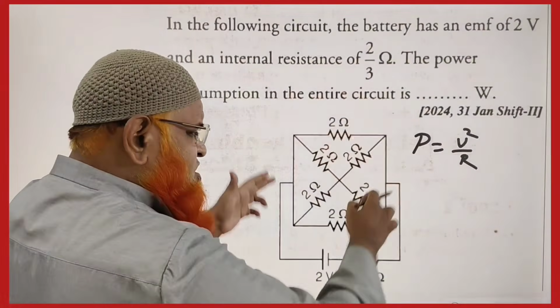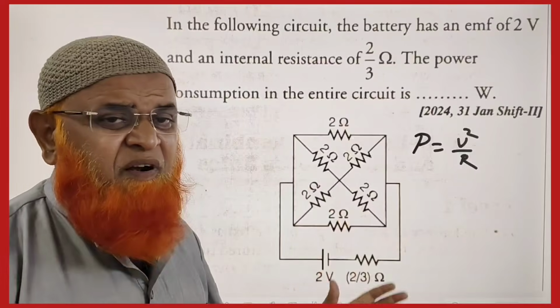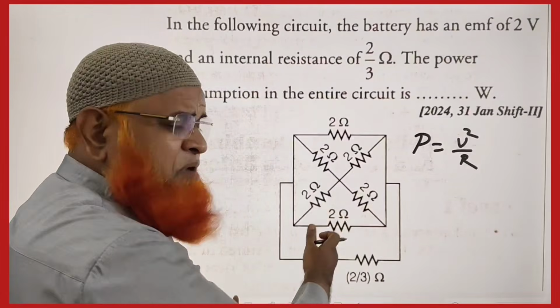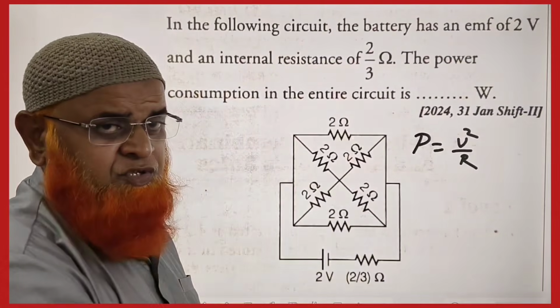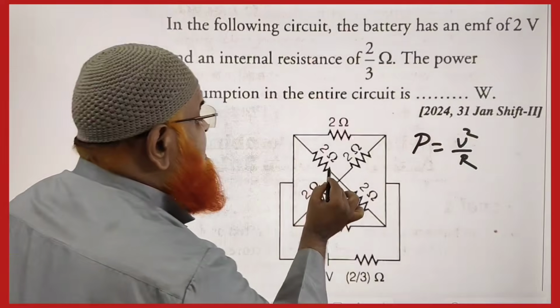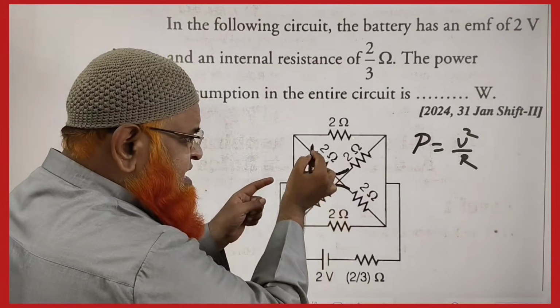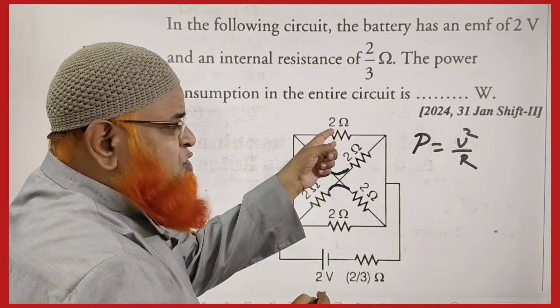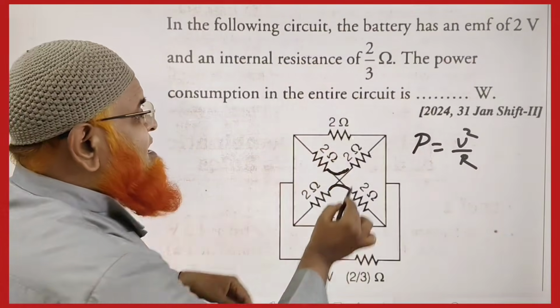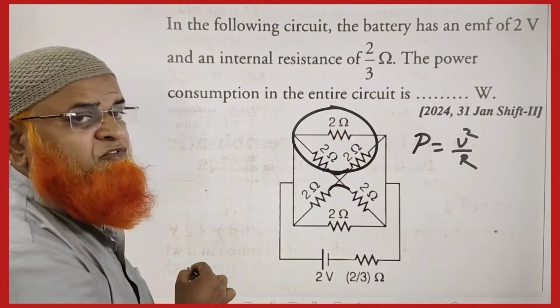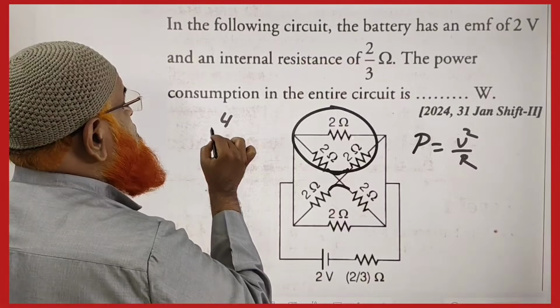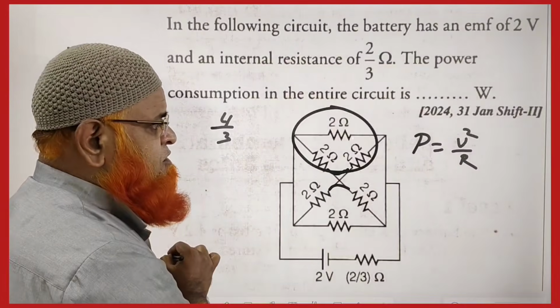So here, if you observe this, this is a symmetric circuit. If you draw any line in the middle, it is going to be symmetric. So in this case, you have to disconnect these two connections here. When you disconnect, this is going to be 4 and this is going to be 2. 4 and 2 are parallel, which means the upper part is 4 into 2 by 4 plus 2, which is nothing but 4 by 3.